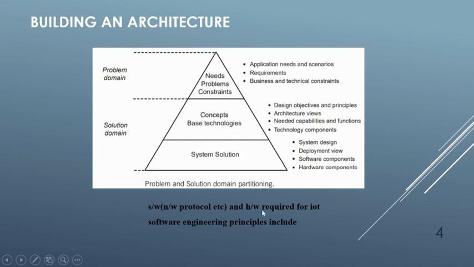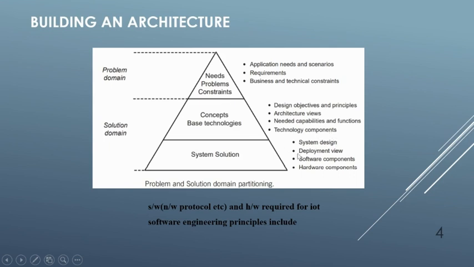The software engineering principle includes problem domain: needs, problems, constraints; application needs, scenarios, requirements, business and technical constraints. This is the solution domain: concept-based technologies, design objectives and principles, architecture views, needed capabilities and functions, technology components.